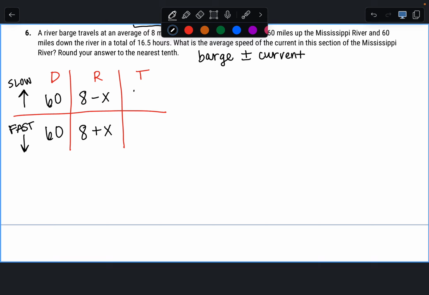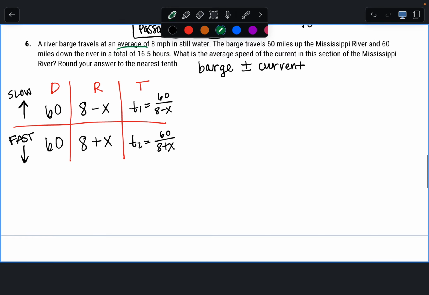And then we have T1, we have T2. I'm going to go ahead and set up my fractions. 8 minus x, 60 over 8 plus x. And this one's slightly different because they don't tell us it happened in the same amount of time. They tell us it happened in a total of 16.5 hours. So what that means is T1 plus T2 is equal to 16.5.